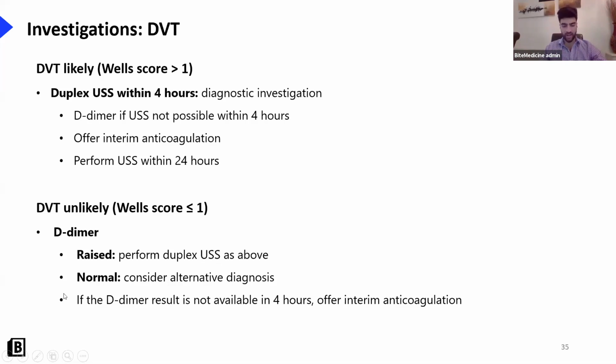One caveat to this, if the D-dimer result is not available in 4 hours, you should offer them interim anticoagulation. This is very rare. I can't think of any hospital where you do a D-dimer and you would not get the result back in 4 hours. Usually you can get the result back even within sort of 20 minutes to an hour.